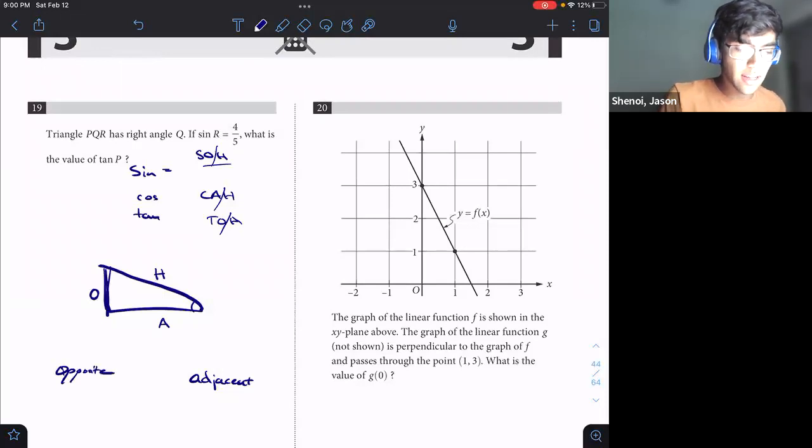And this is hypotenuse. Do you know that one? I'm sure you know hypotenuse, right? Yeah.